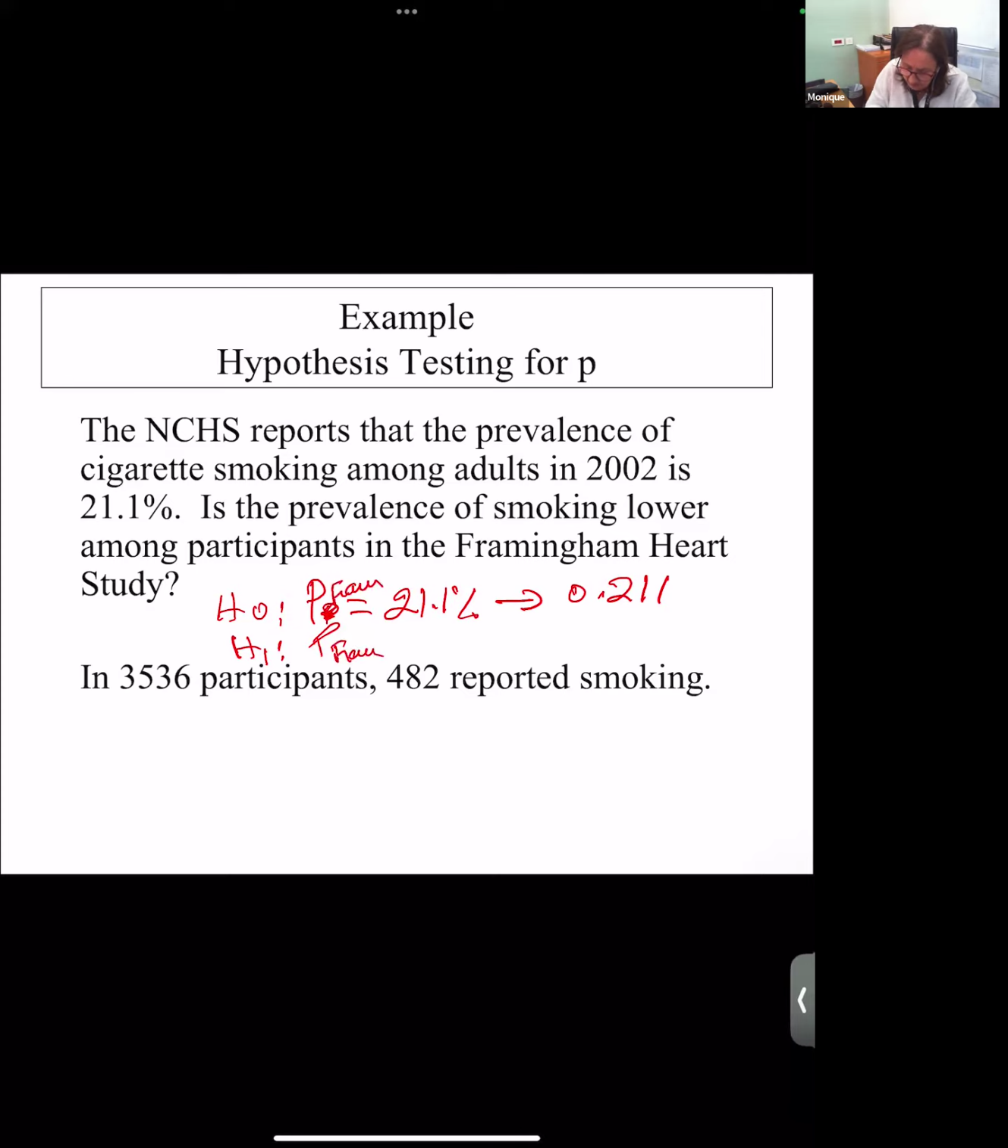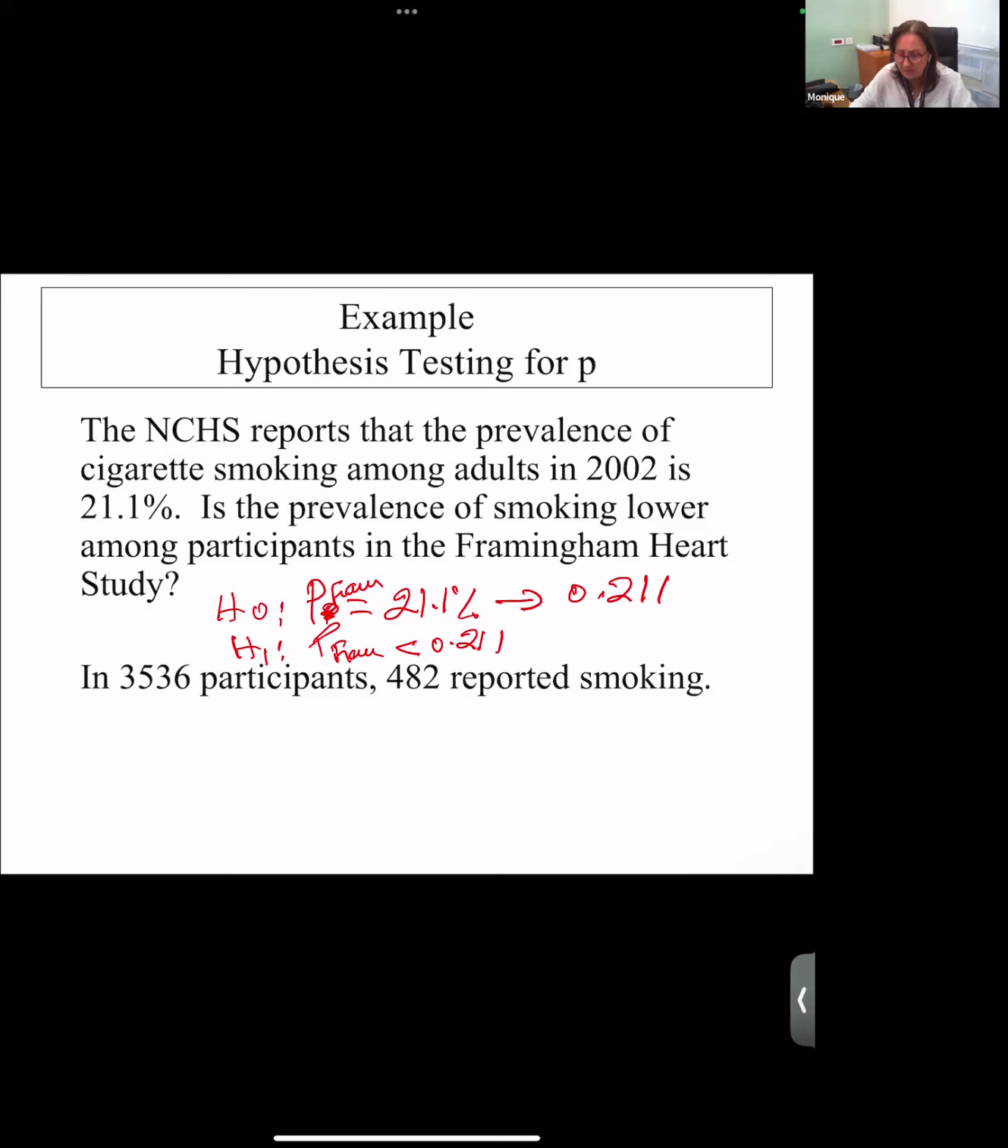Fram is less than 0.211. Okay, so again, based on the research question, is the prevalence of smoking lower among participants in the Framingham Heart Study? If you recall, Framingham is a big cohort. It's actually a big town where they recruited around 5,000 individuals, and then they collected data on all health indicators, including smoking.